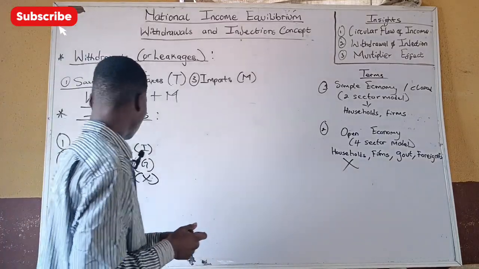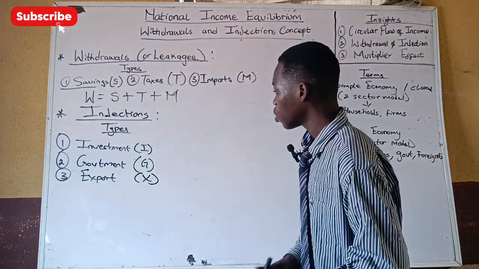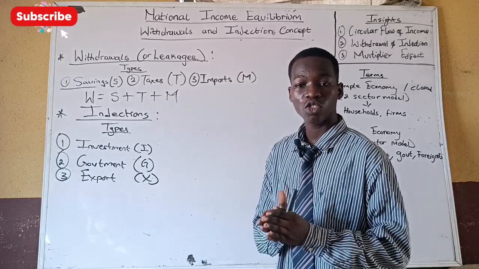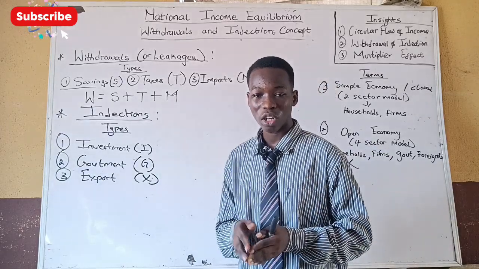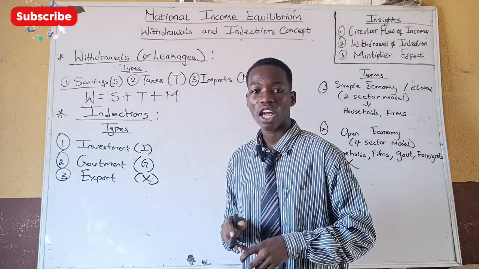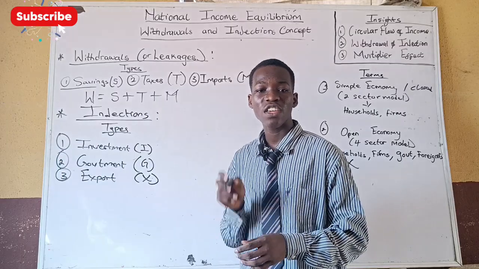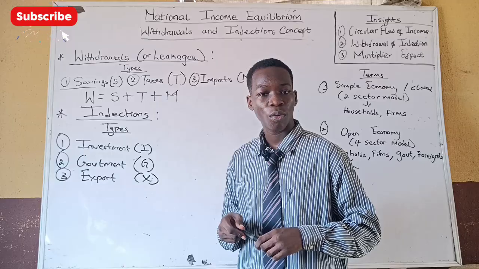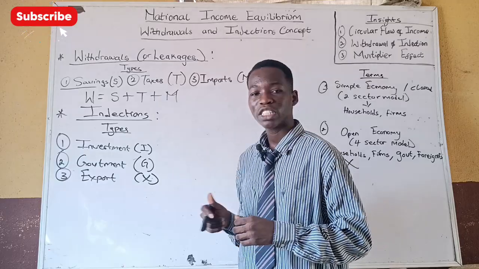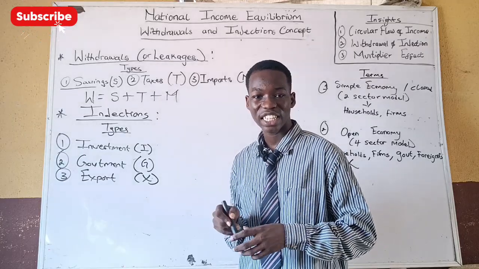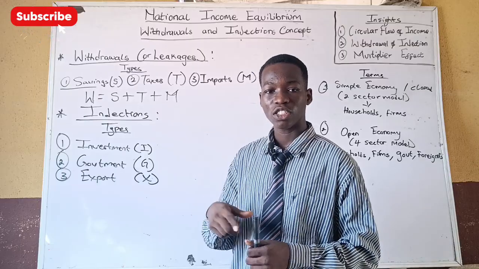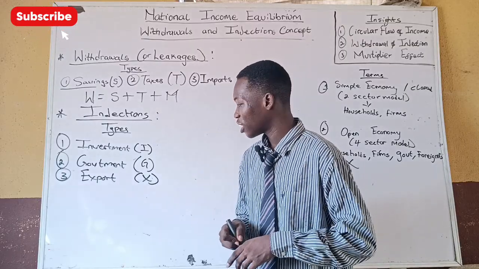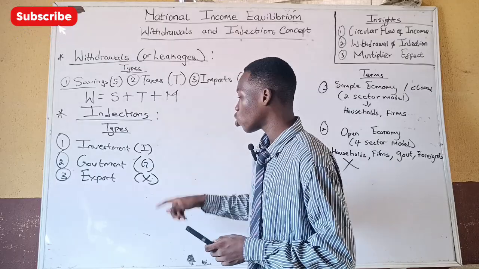Now, these three make up what? The injection. We have investment. When firms do not spend their money on consumption, what they do instead is invest their money. And when they invest, don't forget investment is to generate income. It may not be now, but in the future. So investment generates income, and that income comes back into the circular flow of income, thereby increasing the national income.